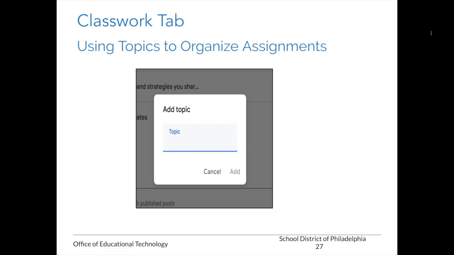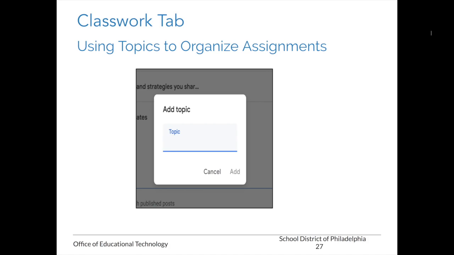Type in what you want to call the topic. When creating topics, think about how you like to organize assignments. Again, some ideas could be to create topics by unit, week, or assignment type. When you create assignments, you will have the option to select the topic you'd like it to fall under, and it will automatically show up under that topic heading. This is then visible to you and your students once posted.